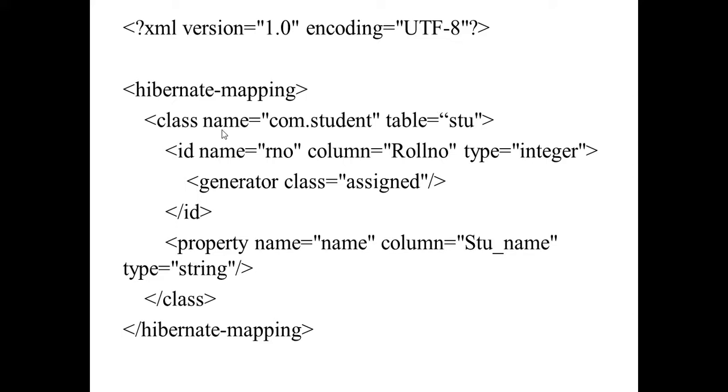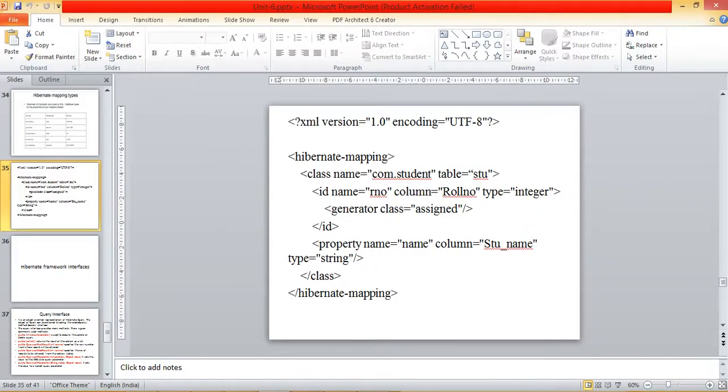Clear? So for your first column, if you want to make it a primary key, a unique identifier, you have to write id, name equals rollNumber. You have to specify the column name and the type of this column. Generator class equals assign works so that roll number becomes the primary key. Then another property is name. You want to map this name with the student name column in this particular table. So how can this mapping happen? Let us see.